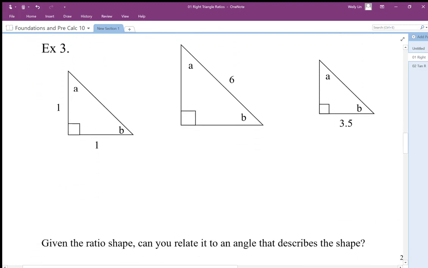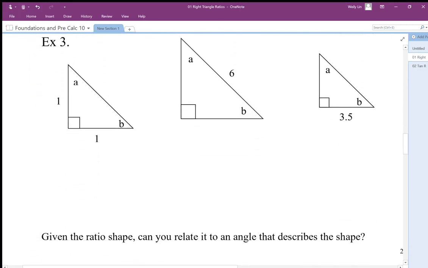Okay, so the same thing is going to be done here. In this case, I'm going to have to solve for the third side. I'm going to use Pythagoras and solve for this side c. Side c is going to be the longest side, so I can say c squared is equal to 1 squared plus 1 squared.